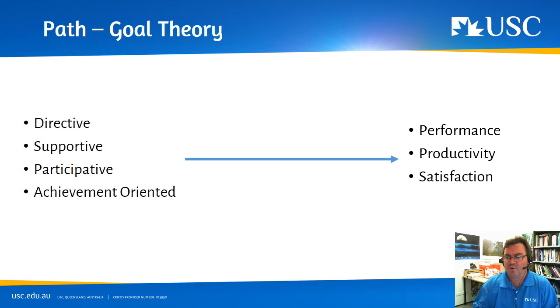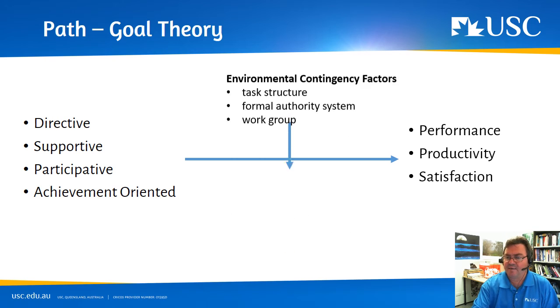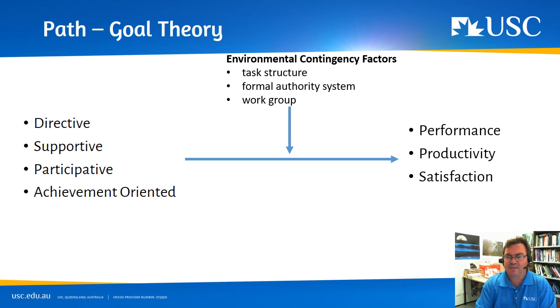So the whole point of this is contingency. Well, what is the contingency here? At the moment, you've just got path goal. Do these 4 things, or one of those 4 things as required, and you'll get that. If it was only that easy, everyone would be a great leader. But we've got other issues to deal with.